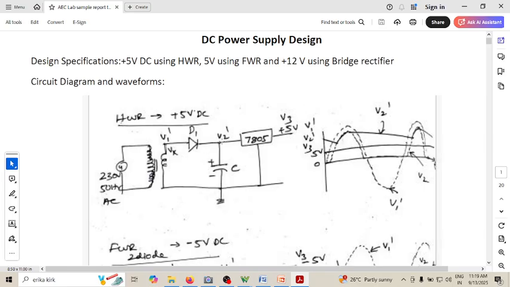So at this point we are going to get V2 as well as V2 dash. V2 is when you have just the resistor, V2 dash is with the resistor and the capacitor, and this final one, V3, is a constant 5 volt, the regulated output voltage. So these are the waveforms you are supposed to get in the report. This is the circuit diagram and the waveforms.